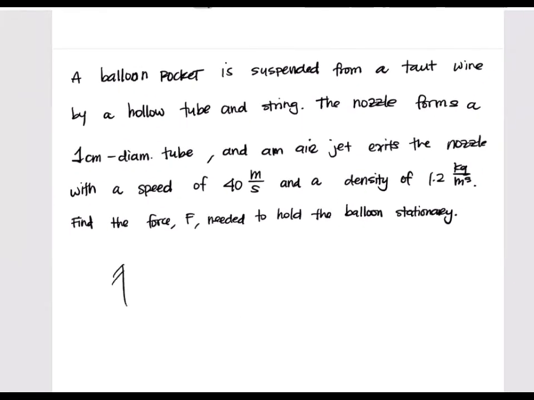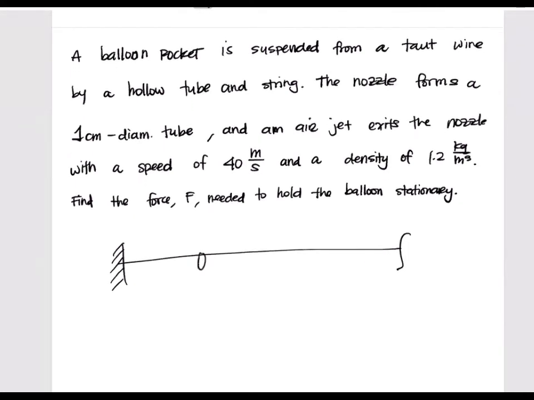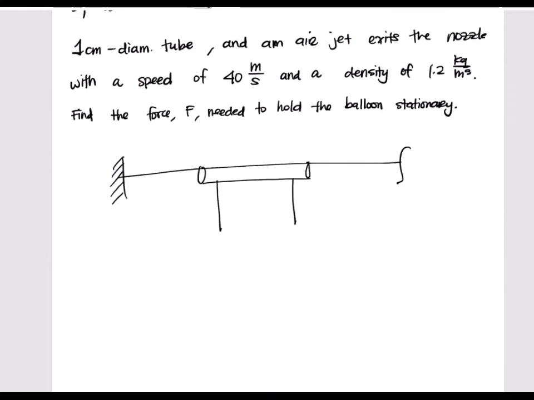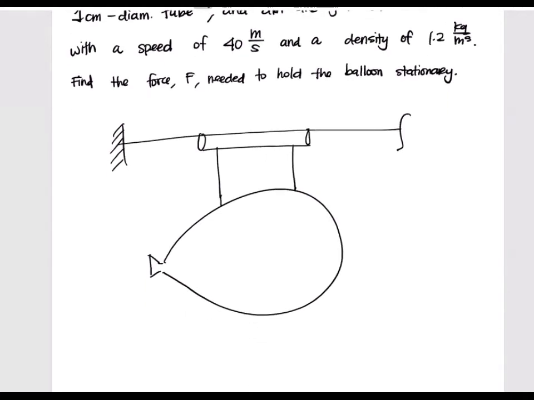You have some wall. Okay, it's kind of sliced there. You have some hollow tube, right, that's hanging on the wire, and then attached to that tube are 2 strings that are then attached to a balloon. Okay. Now, so that's pretty much it.